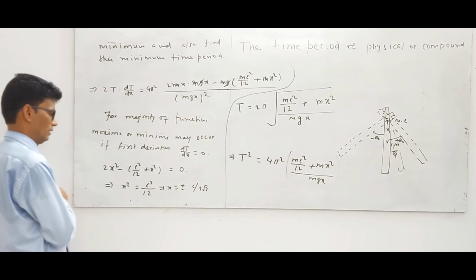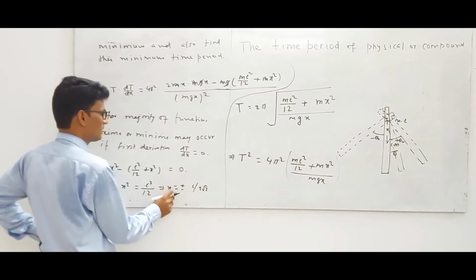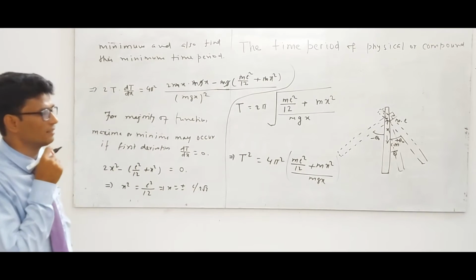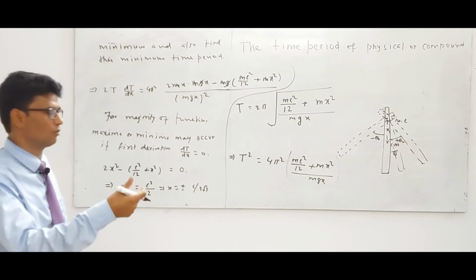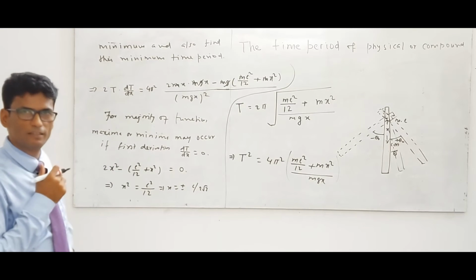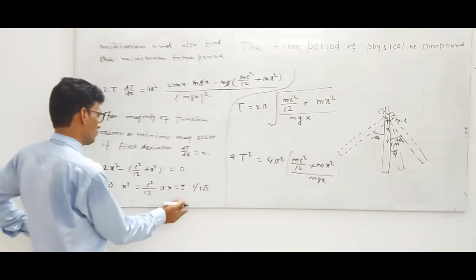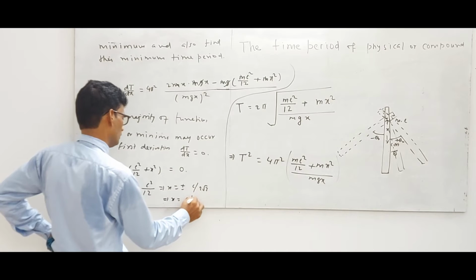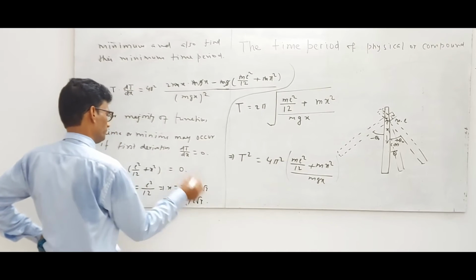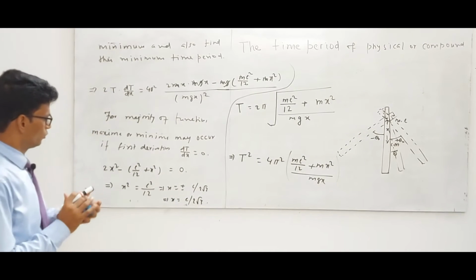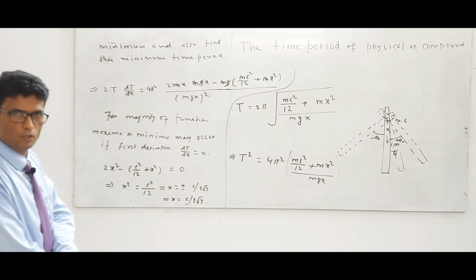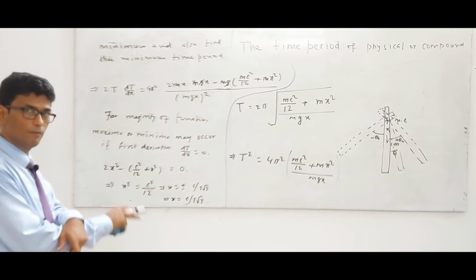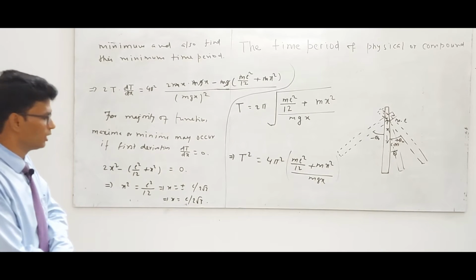But x is the distance between the point of suspension and the center of mass, or the center of the rod, so it will never be negative. So take the positive root. This implies x is equal to L over 2 root 3. So this is the distance of the point of suspension which we had to find, and we found x is equal to L over 2 root 3.